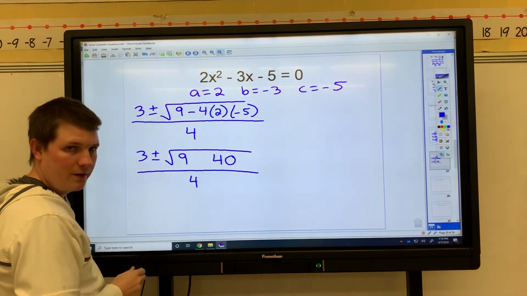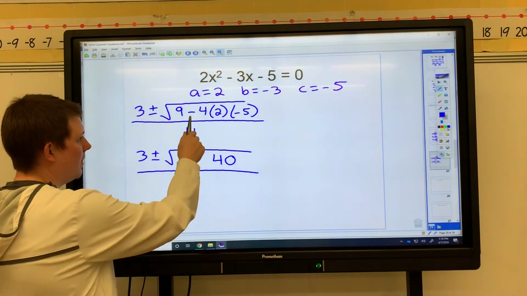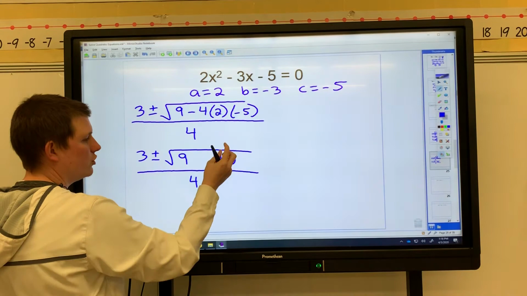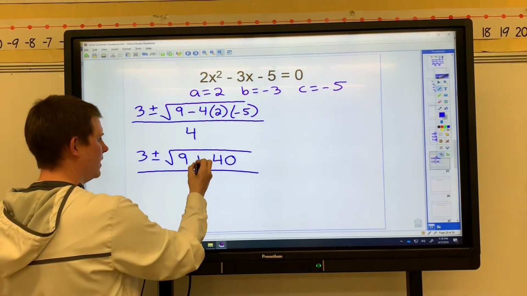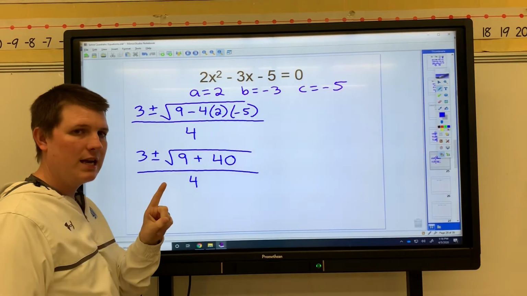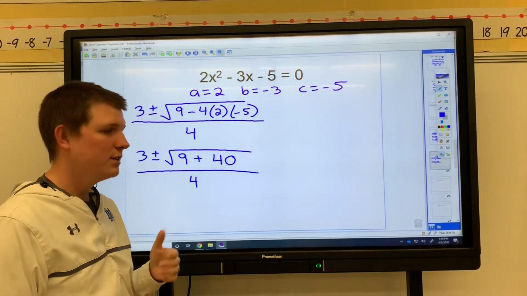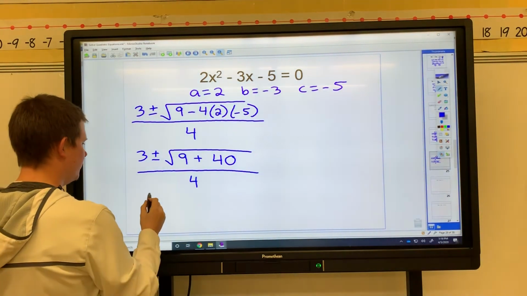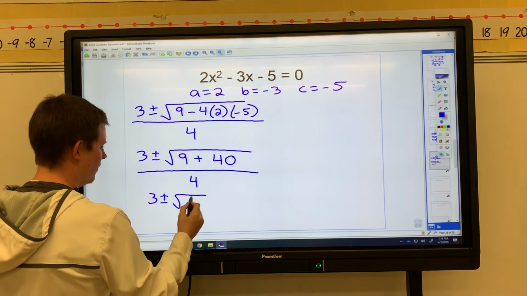You then have to determine if it's plus 40 or minus 40. How many negatives do I have total? I have 2 of them. That means it's plus. Remember, if only one is negative or if all three are negative, it's minus. 9 plus 40 is 49.